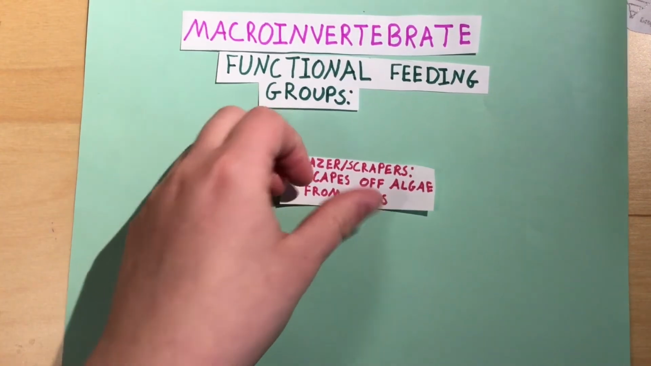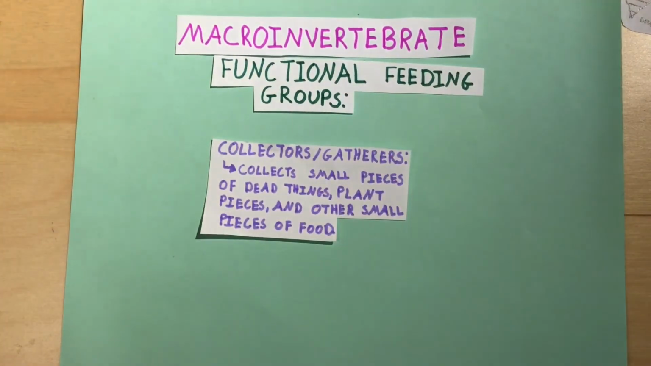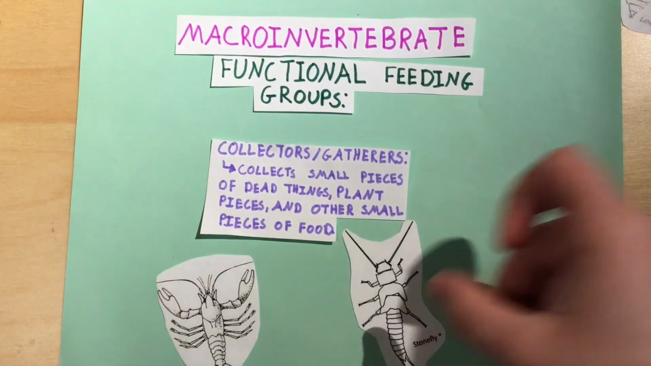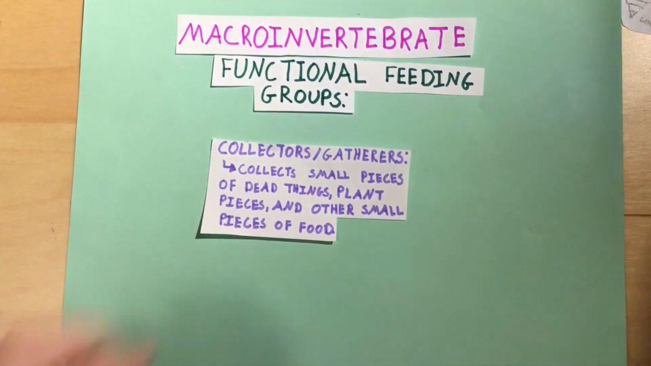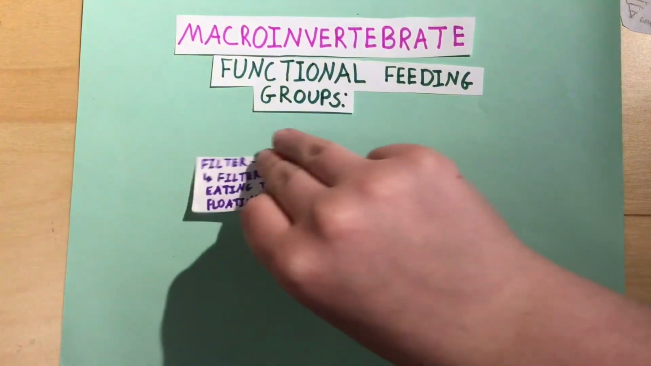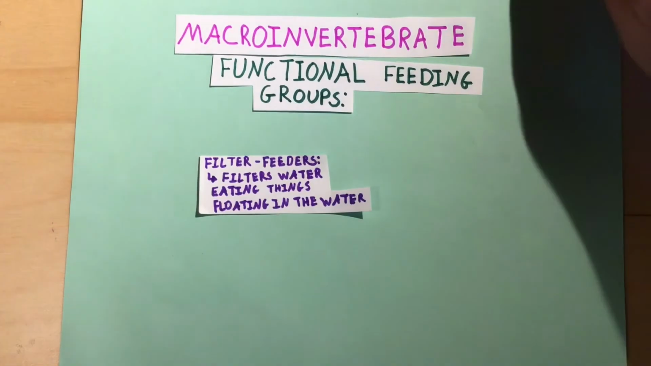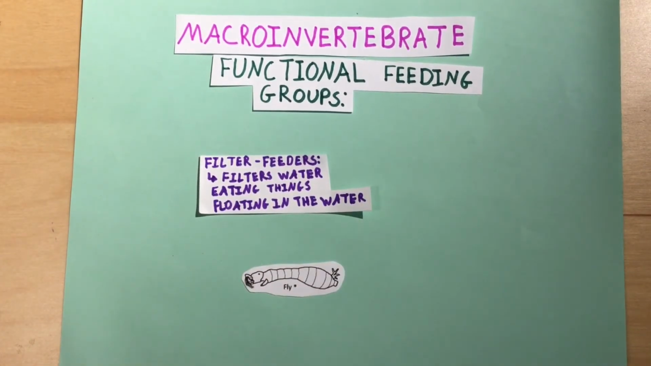Next, we have the collector and gatherers. So with these, they collect small pieces of dead things, plant pieces, and other small food pieces. Famously, crawdads are known as collector-gatherers, as well as stoneflies. Lastly, we have our filter feeders. Our filter feeders, they filter the water, eating things that are floating in the water. Fly larvae tend to be filter feeders. Other things you can think of are freshwater mussels.